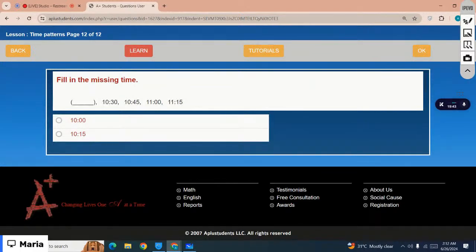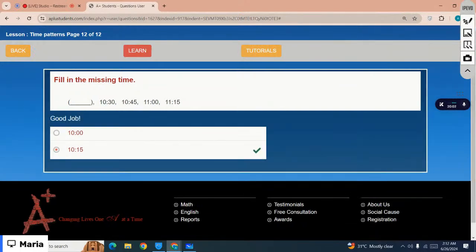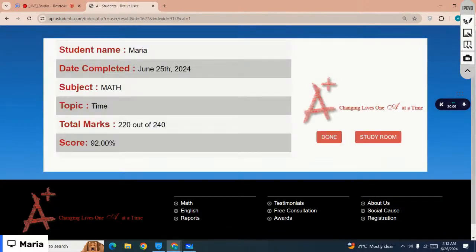Fill in the missing time. 10:30, 10:45, 11, 11:15. Which one is missing? Yes, the missing one is 10:15. The missing time is 10:15. Okay, you can complete the lesson. We're done with the lesson. Let's move on to the next lesson, right?